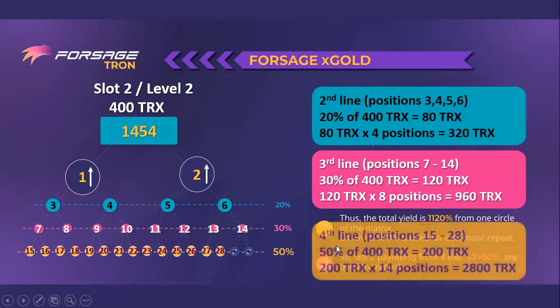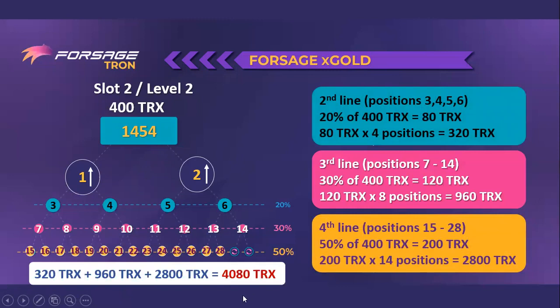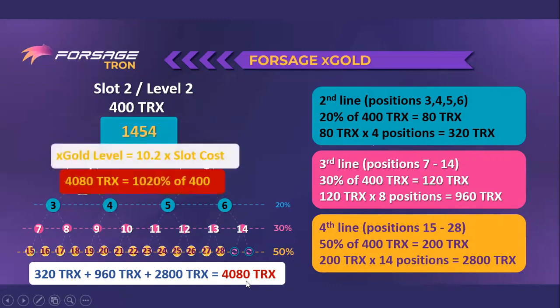Now, this is the exciting part. Fourth line, positions 15 to 28. 50% of 400 Tronics is equal to 200 Tronics. 200 Tronics times 14 positions is 2,800 Tronics. So if we add 320, 960, and 2,800, that would be 4,080 Tronics just for slot 2 or level 2. Because X Gold multiplies your earnings 10.2 times your investment.